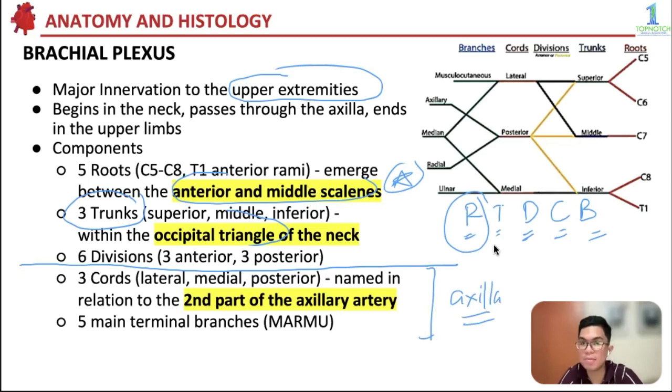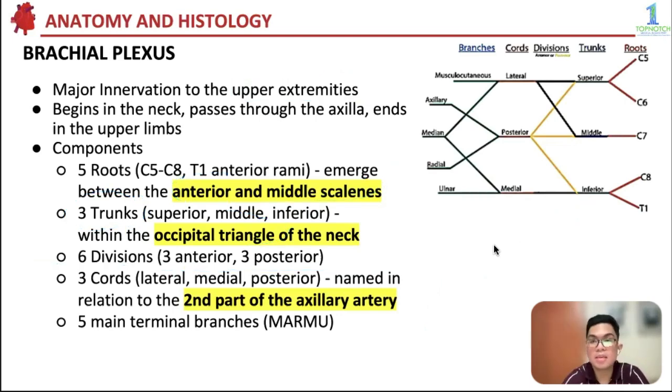And the 3 cords are named in relation to the second part of the axillary artery. So may lateral, medial, and posterior. Depende siya kung saan sila in relation to the axillary artery. And the 5 main terminal branches are the musculocutaneous, axillary, radial, median, and ulnar nerve. Okay? So that was the brachial plexus in a nutshell.